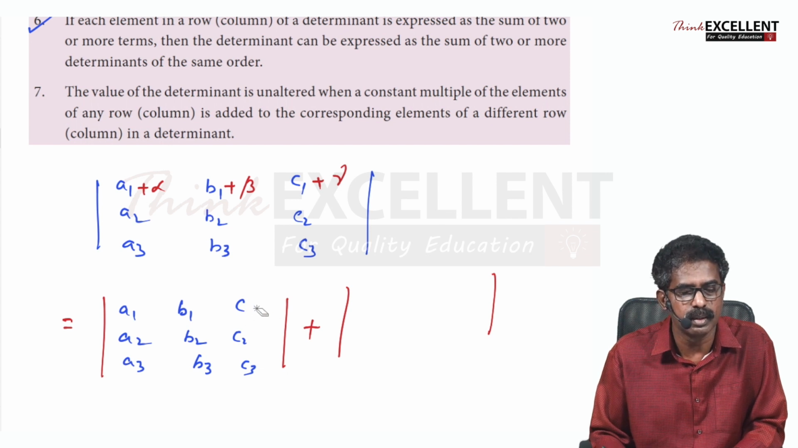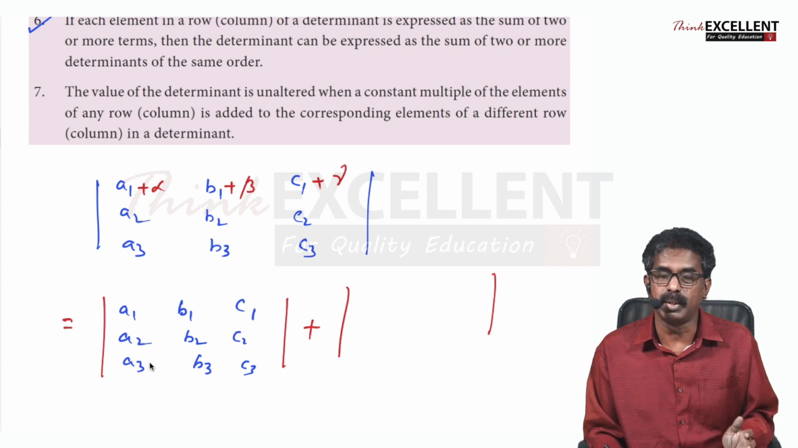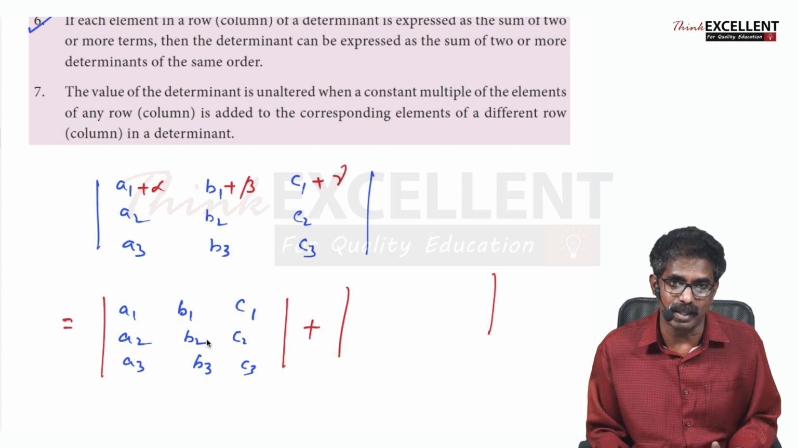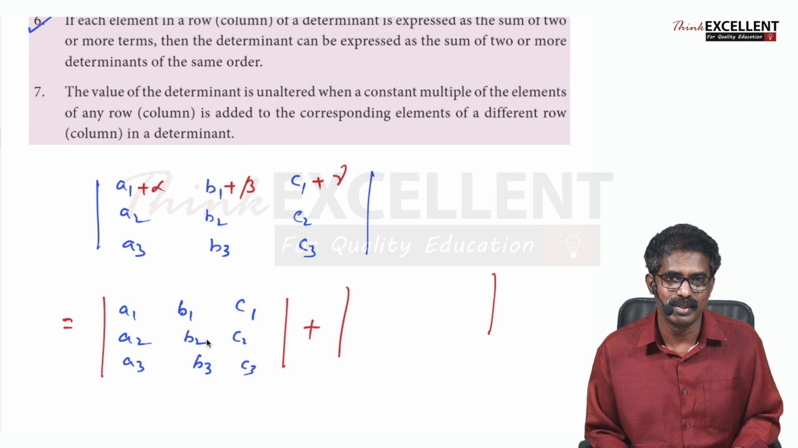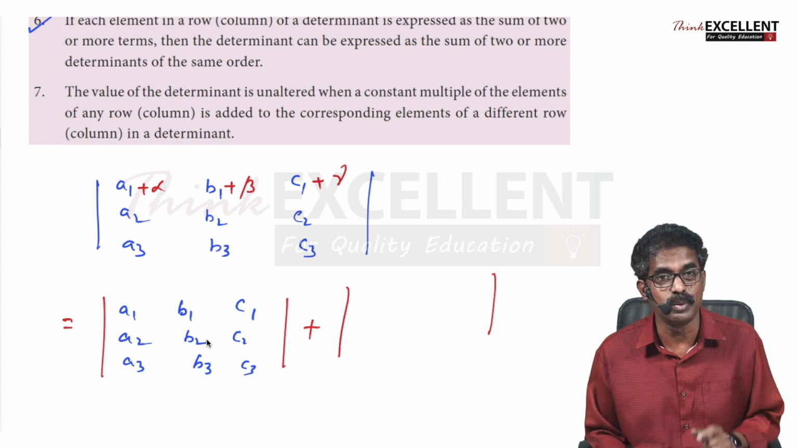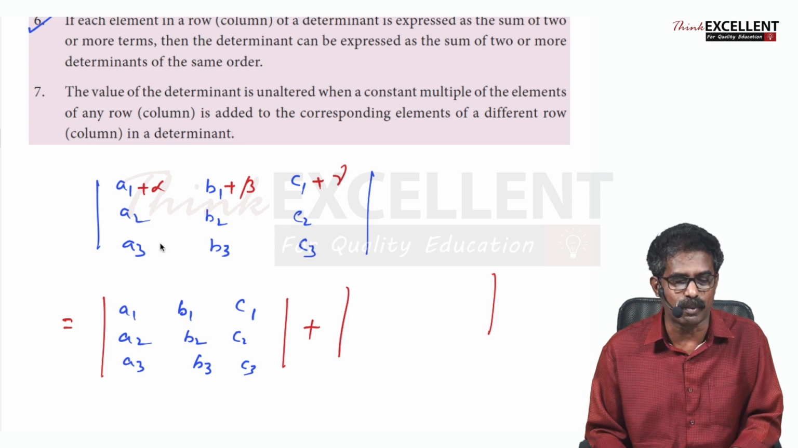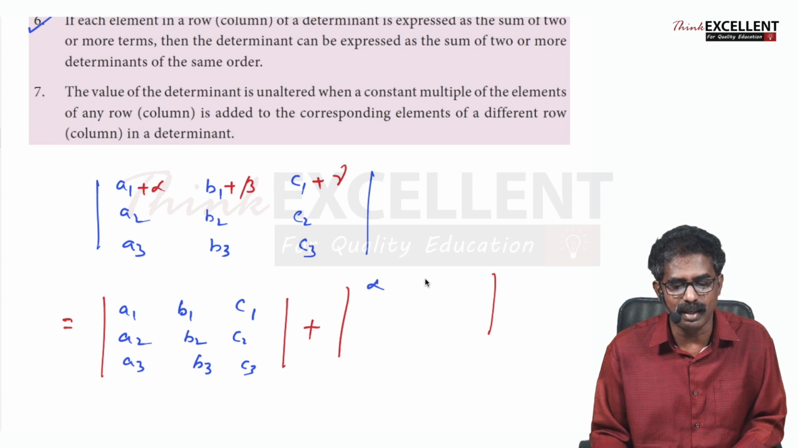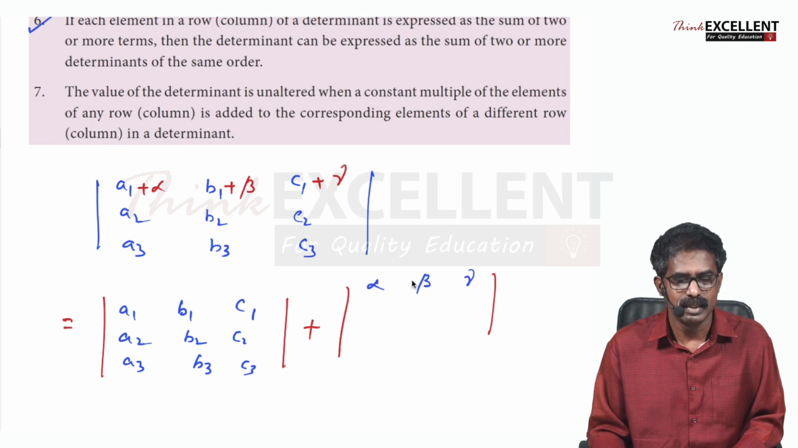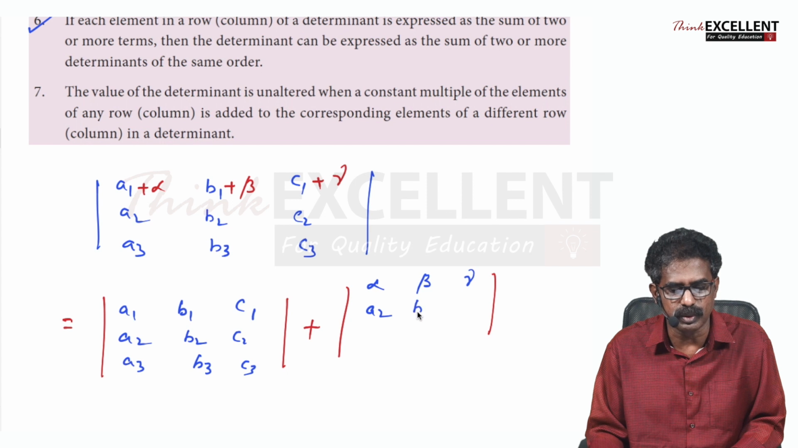First one is A1, B1, C1. Then second row A2, B2, C2, A3, B3, C3. Plus, in the second determinant, in the first row, yes, you guessed correctly, right? You take which elements? Second elements you take. What are the second elements? Alpha, beta, gamma. Second row, third row as it is: A2, B2, C2, A3, B3, C3.